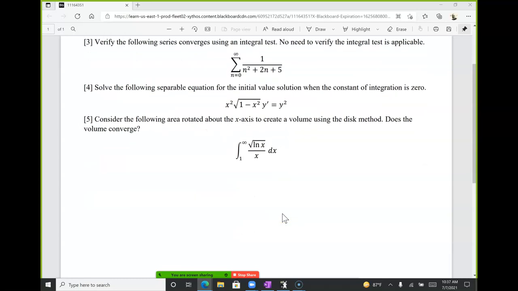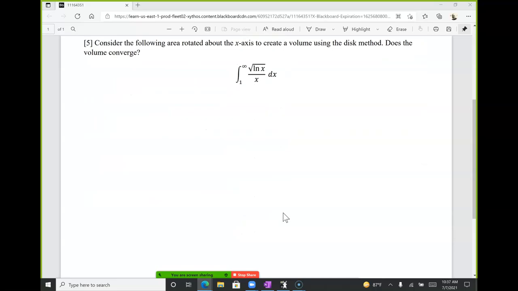And looking at number 5 here. So what's hinting that I'm doing improper here? What's the hint? Infinity as the upper bound. Exactly.